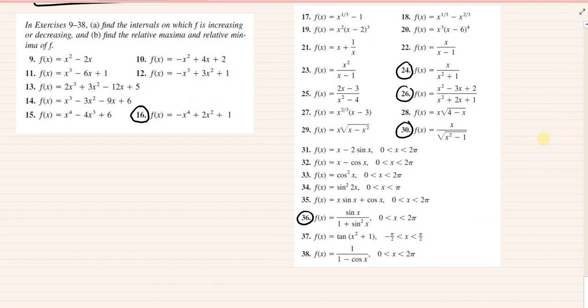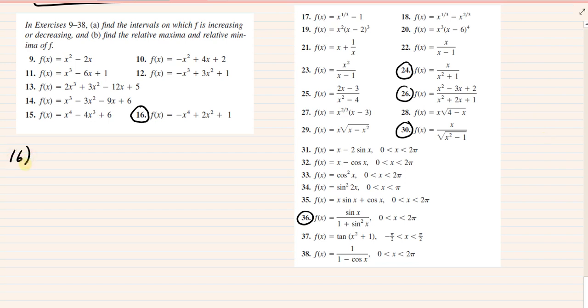So in the exercises that we're looking at, the question reads part A, find intervals on which f is increasing or decreasing. And B, find relative or local maxima and relative minima. It means all maxima and all minima. Okay, that's what those are. First we need to determine whether the function is increasing or decreasing, and on what interval.